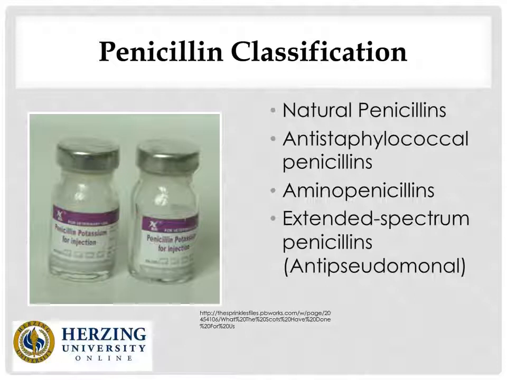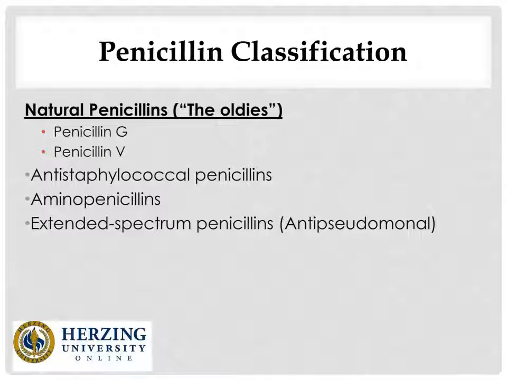This includes the natural penicillins, the anti-staphylococcal penicillins, the aminopenicillins, and the anti-pseudomonas or the extended spectrum penicillins. Penicillin G and penicillin V are considered to be the oldies, and they are one of the oldest of all the penicillins. And then you have the anti-staphylococcal, the aminopenicillins, and the extended spectrum.